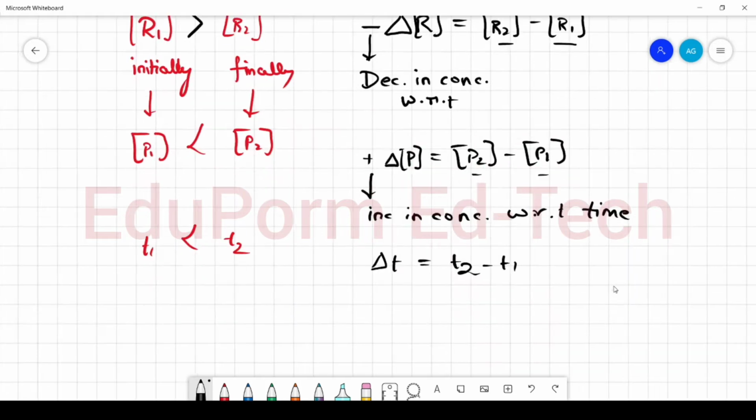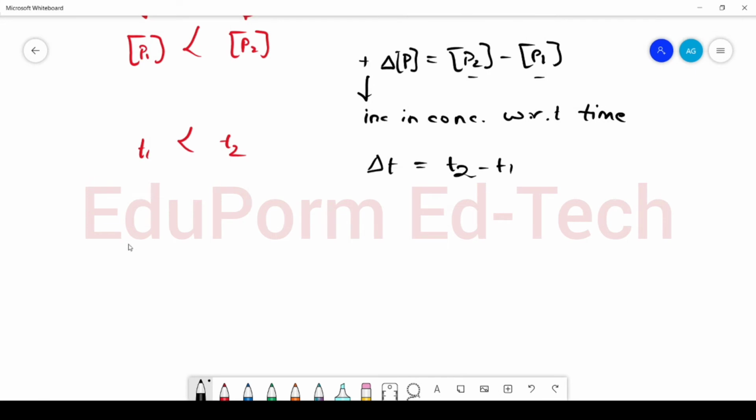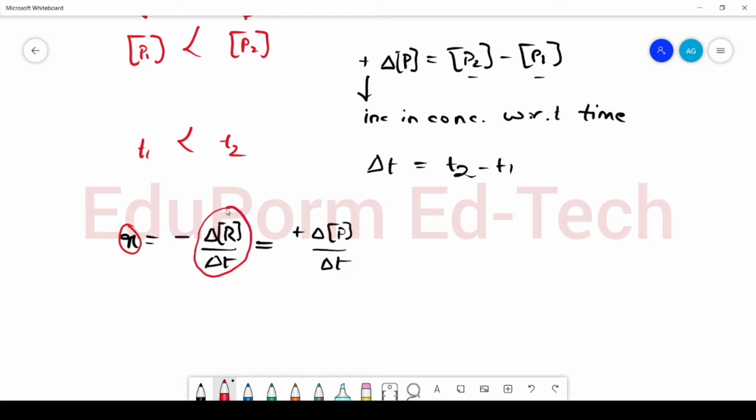Now the rate of reaction can be expressed as R, that means rate, is equal to minus of delta R, that means change in concentration of reactant with respect to time, which is equal to plus delta P upon delta T. So we defined that the rate of reaction is equal to the rate at which the concentration of reactant decreases with time.